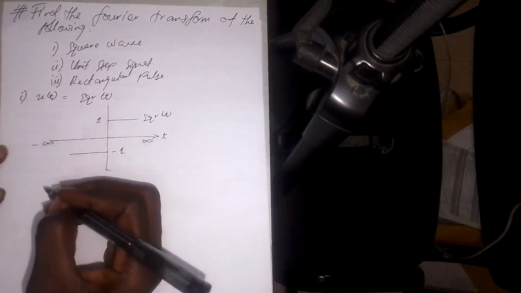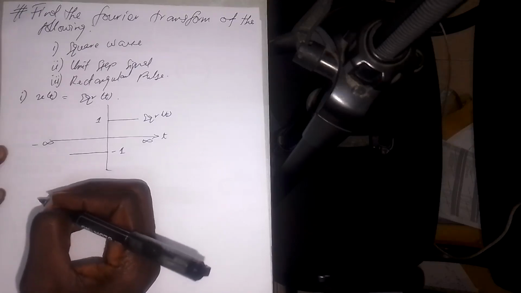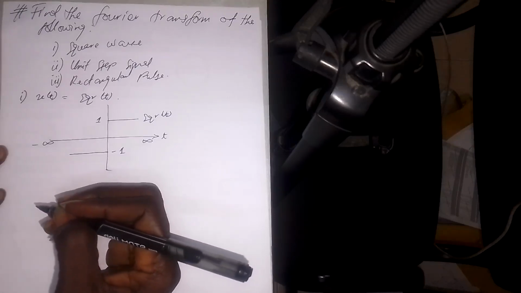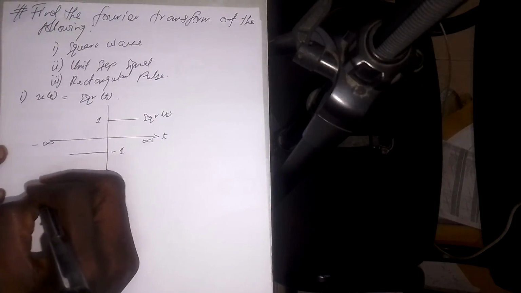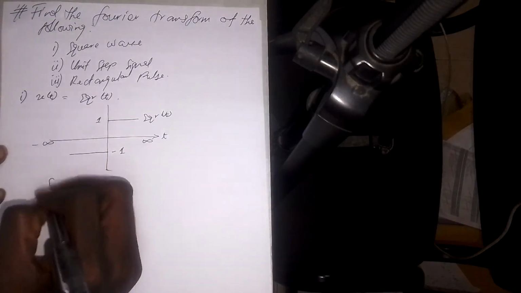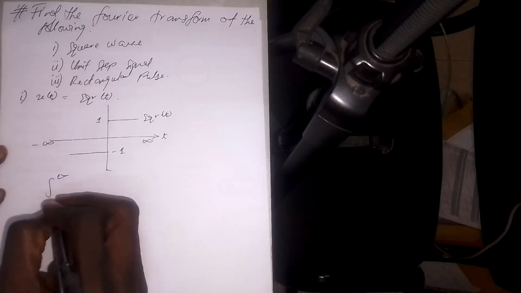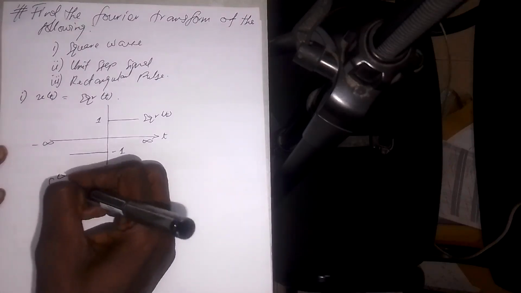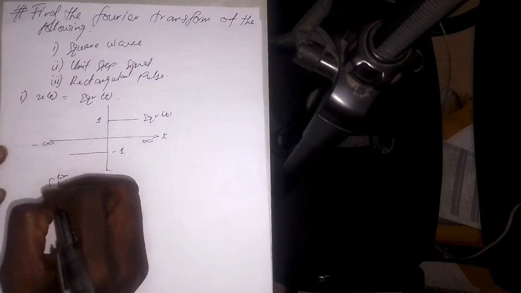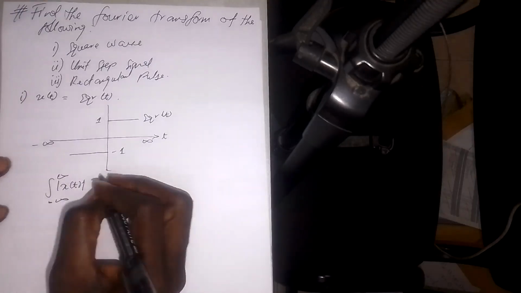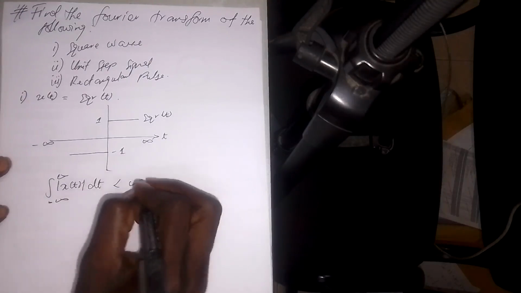Now, whenever we're dealing with standard signals, the first thing we do is try to see if it satisfies the Dirichlet condition. If it doesn't, then to find the Fourier transform we have to use another method. So let's check the Dirichlet condition. The Dirichlet condition is such that the signal should obey this: the integral of x of t dt should be less than infinity.